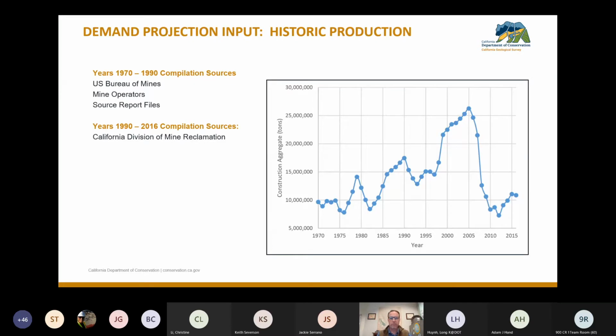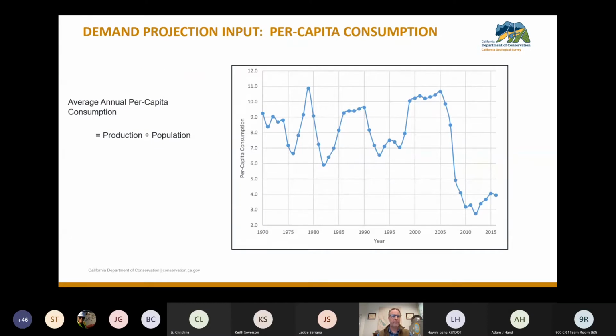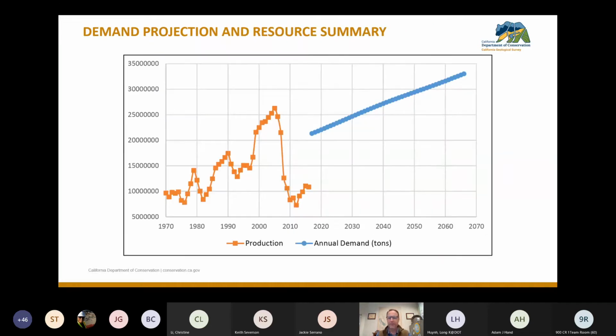So here is historic production over 30, 45 years. We'll plot that, and then we'll take the production divided by population, and we'll get this for each year. And we will determine the average annual per capita consumption rate. It was 7.6 for this example. And then we will take that and compare it to population projections. That's where you get the blue line for our demand. So that per capita times population projections gets us the demand. If we don't have per capita, then what we do is we try to make some assumptions that past production rates are similar to what it might be in the future.